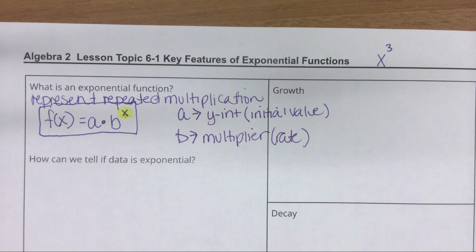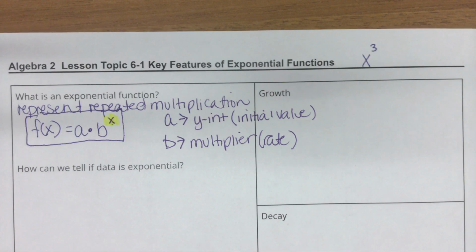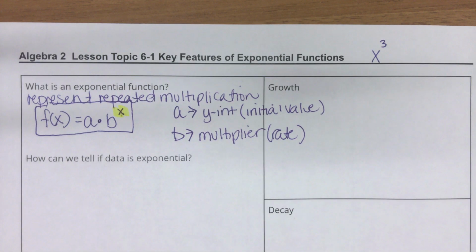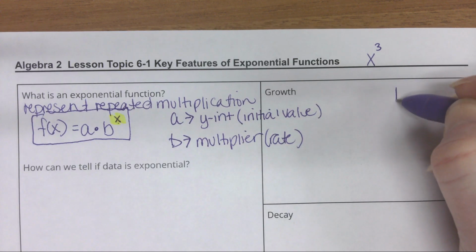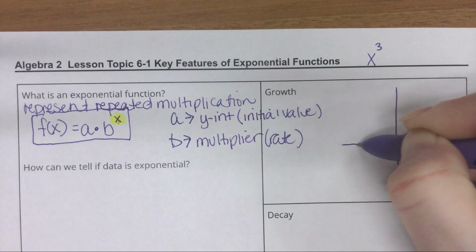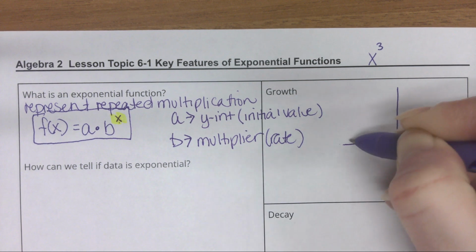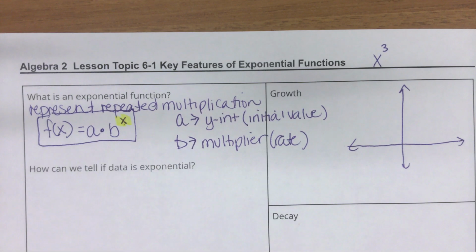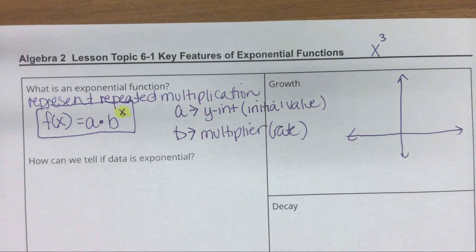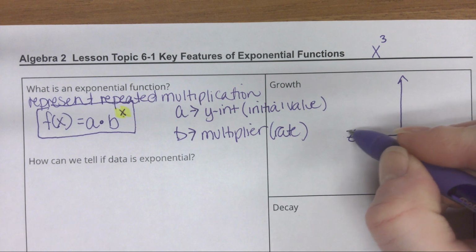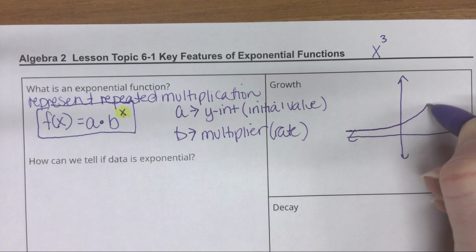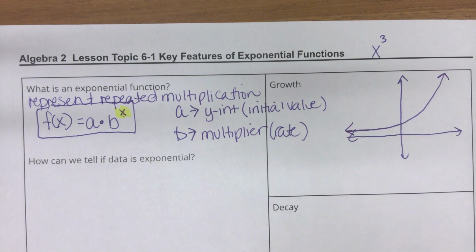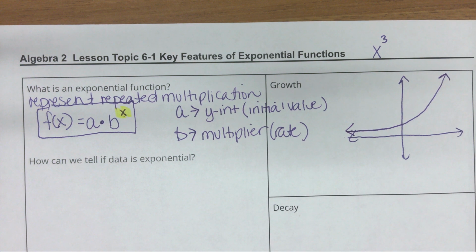So let's talk about, before we tell if data is exponential, how we tell if something's growth, and basically what it looks like. If we were graphing an exponential function, and again, we're all dealing with this equation right here, and we plotted some points, and we saw that it went like this, we call that a growth situation.